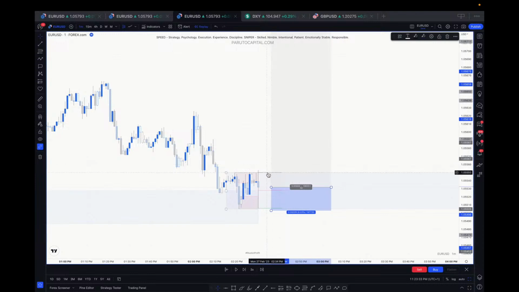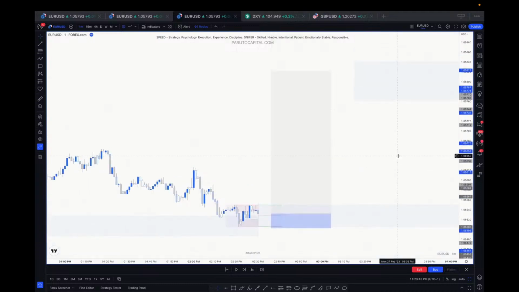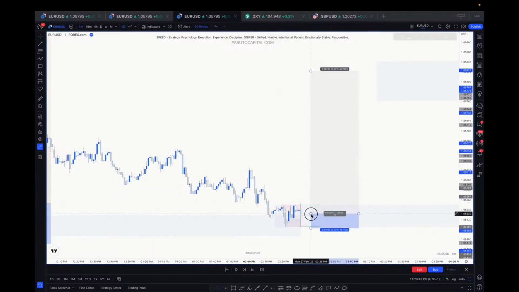Let me take this guy out. I already have that there. So you have the fib tool. Okay, so we take it from the high of the rejection to the low of this rejection. So we'll have that there like that. Now we have two options to enter. You can decide, you have multiple options. Let me just say two options.